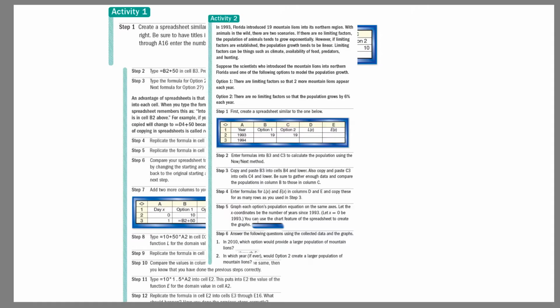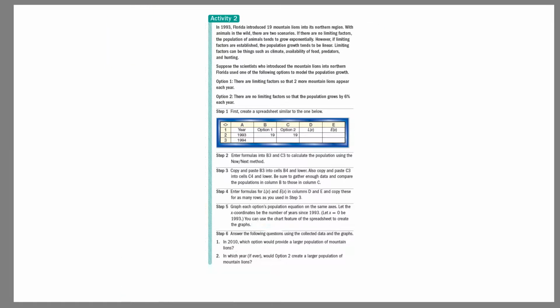Activity 2 is this cougar or mountain lion population. They repopulated an area with 19 lions. There's two scenarios. One is constant increase, where things are limited, and the other is no limitation and a 6% annual increase. We want to do a spreadsheet to evaluate what happens with them. When would one option provide a larger population than the other?